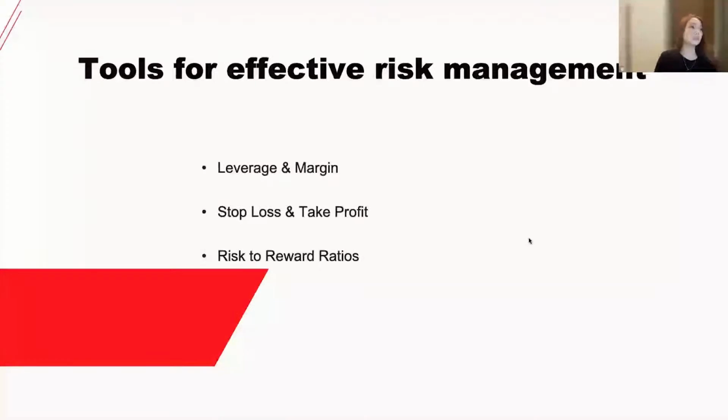Tools for effective risk management. There are 3 types of rules that traders can follow. One of which will be leverage and margin. Second will be stop loss and take profit. And lastly will be risk to reward ratios, which is the one that I have been talking about.